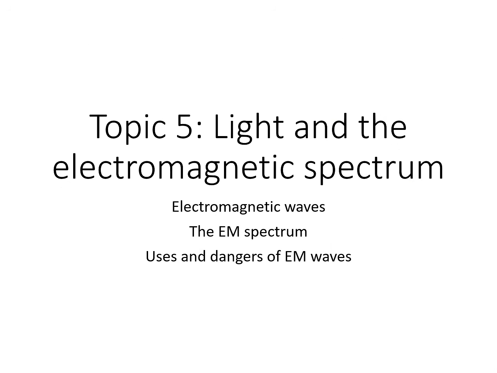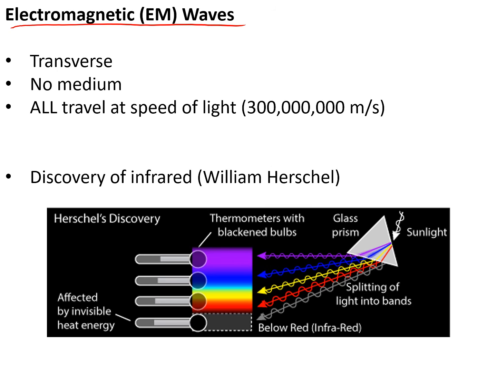Topic 5 is on light and the electromagnetic spectrum. So when you think electromagnetic waves, think light waves, although we can't see them all. It's the same basic thing. They are all transverse waves. They do not need a medium to travel through, and they all travel in a vacuum at the speed of light, which is 300 million meters per second.